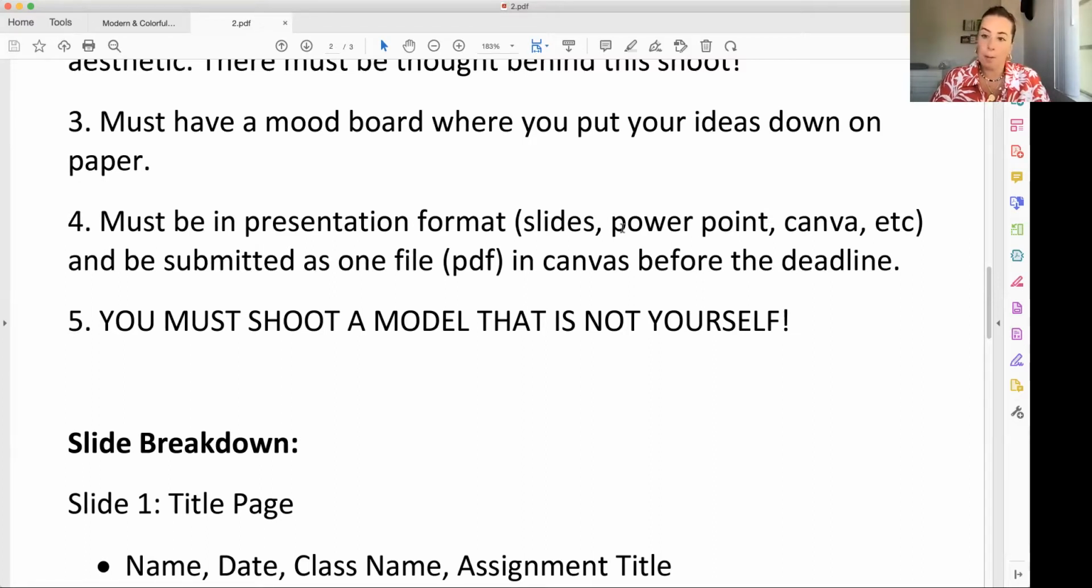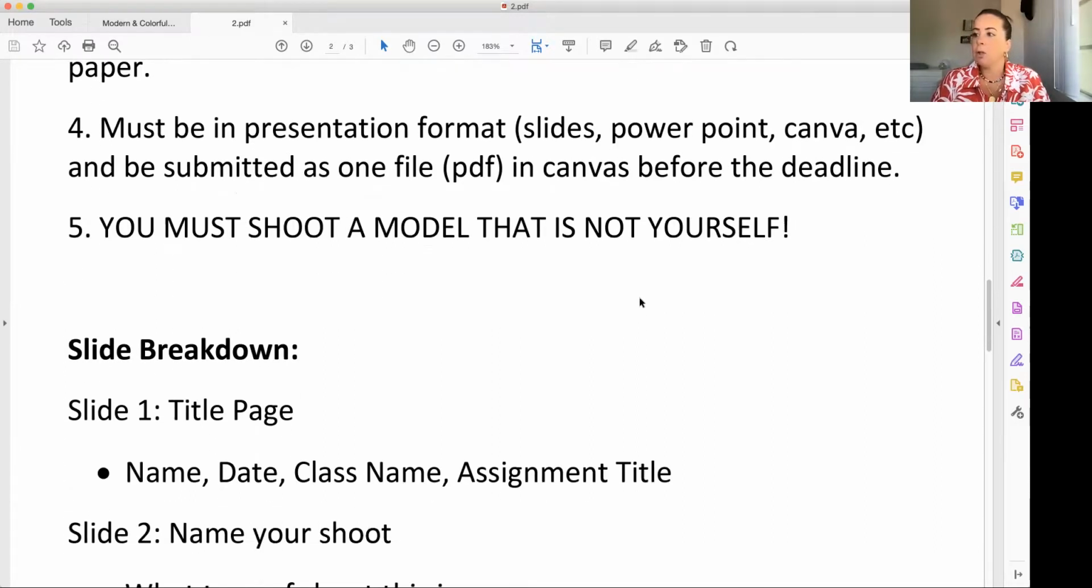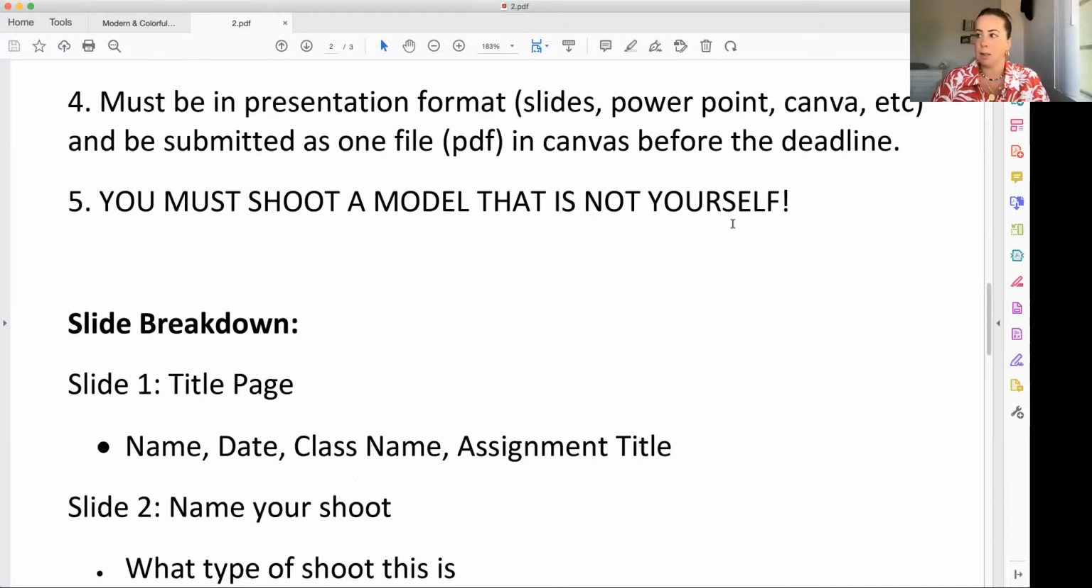If you turn in a project on a white background or black or gray background with black Arial font, you're going to lose points. So this needs to be creative. Everything needs to have a visual aspect to it. You need to connect your idea for your photo shoot with the concept of your slideshow. It all needs to be cohesive. Also, when you present your presentation, it needs to be submitted as one file. So not 6 different slides, 6 different files, one file, specifically PDF. That works the best in Canvas before your deadline. Okay. And then just to reiterate, you must shoot a model that is not yourself.